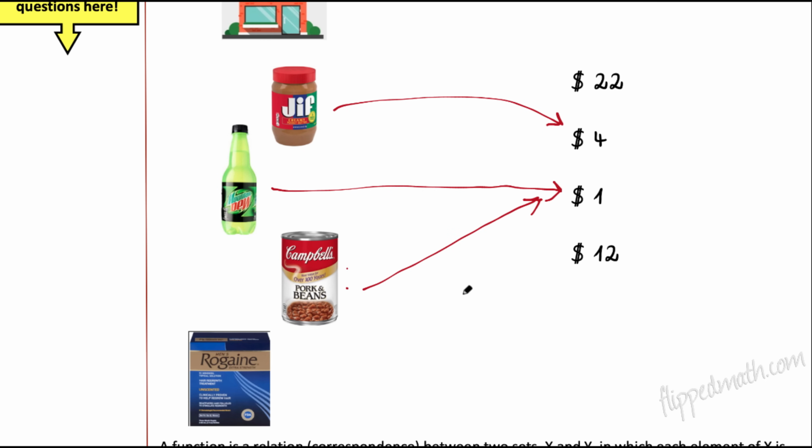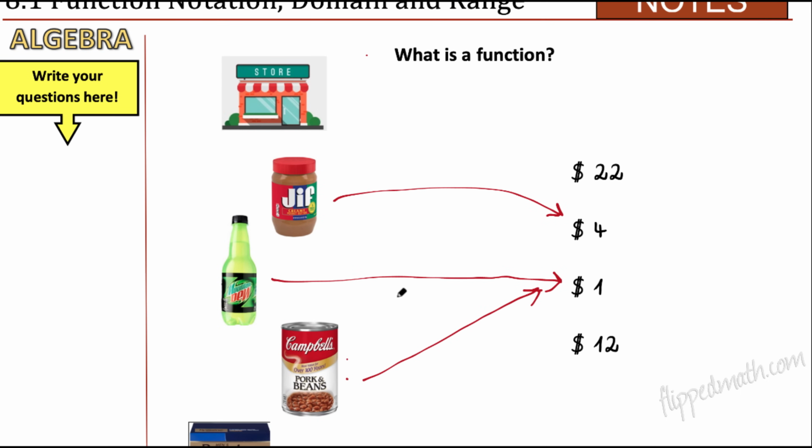Now, notice as we're walking through the aisles, picking out our products, there's a sign on each one. So I know that if I put the peanut butter on the belt, it bleeps up $4. I know that the Mountain Dew and the pork and beans will bleep up $1. Is it okay if both of these cost the same amount? Yeah, that's okay. Especially at a dollar store, everything costs $1, so everything would point to the dollar.